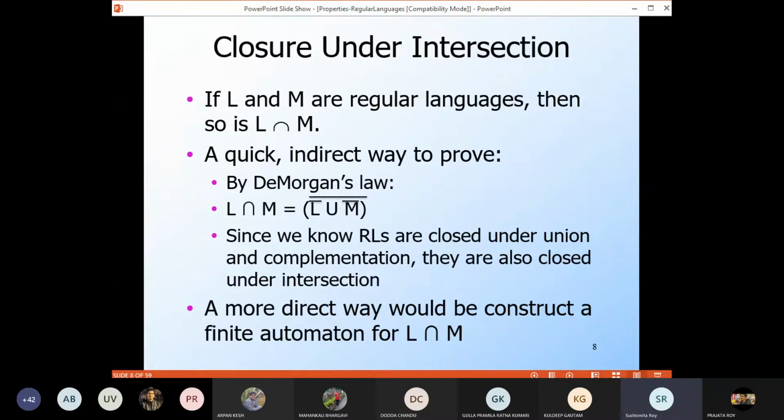Intersection is defined for two regular languages, L and M. It consists of all those strings which are in both L and M. So you know what is an intersection of two sets, and these are regular sets after all.